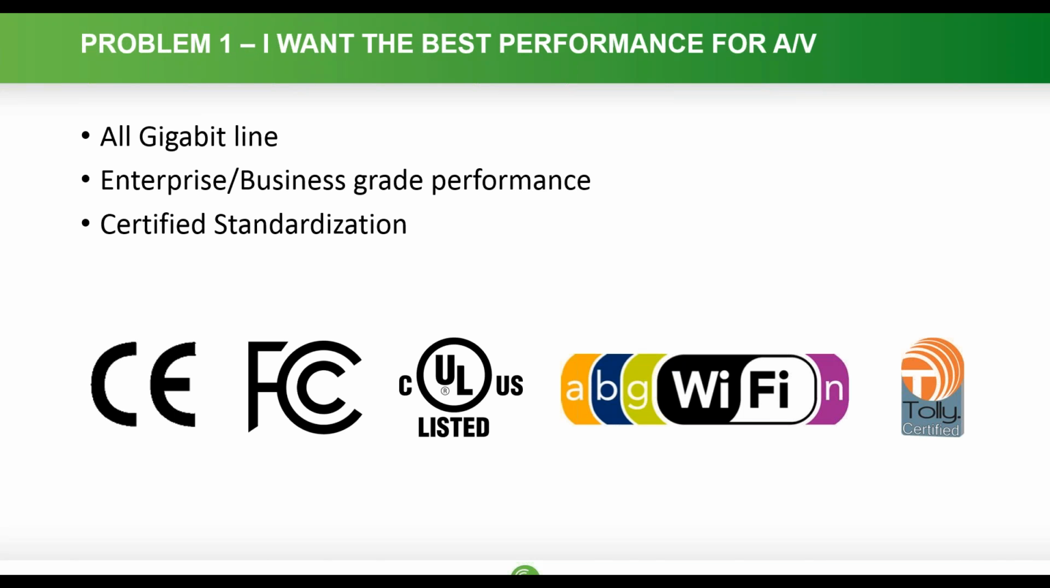So I want to dive a little bit deeper into what kind of problems and issues we saw in the field by talking to you. So the first problem we saw is that, hey, I wanted the best performance for AV. I want the best networking solution, the best performance, and I want a vendor and a brand that promises and delivers that solution. So what we've done for Araknis is that our line, except for the 128 access points, everything is gigabit. And everything is line rate gigabit.